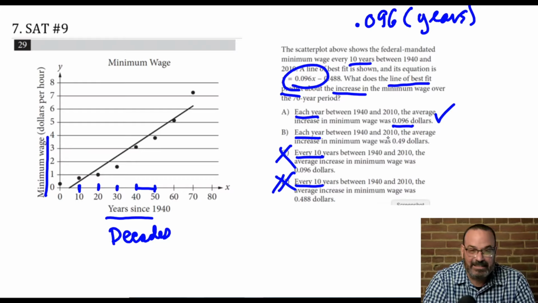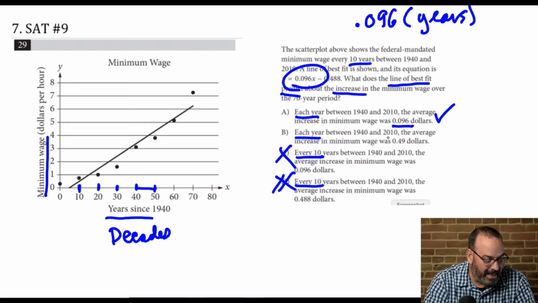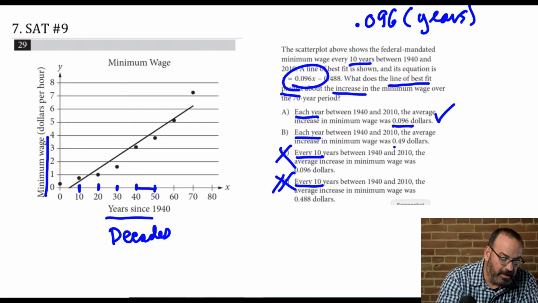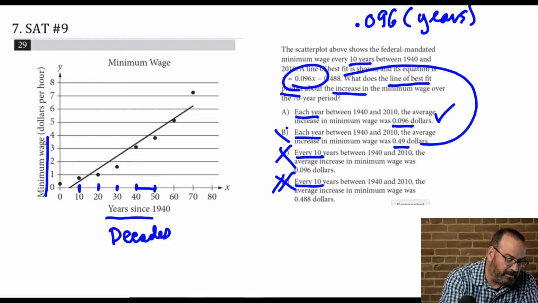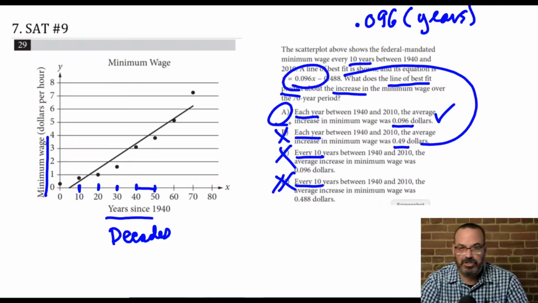Each year between 1940 and 2010, the average increase in minimum wage was $0.49. Well, that is my y-intercept, so it's clearly wrong. The answer is each year.